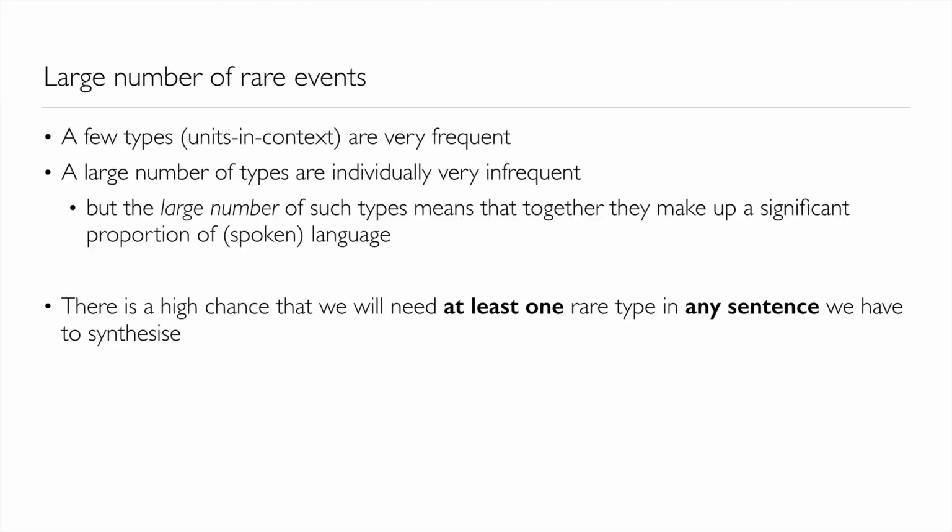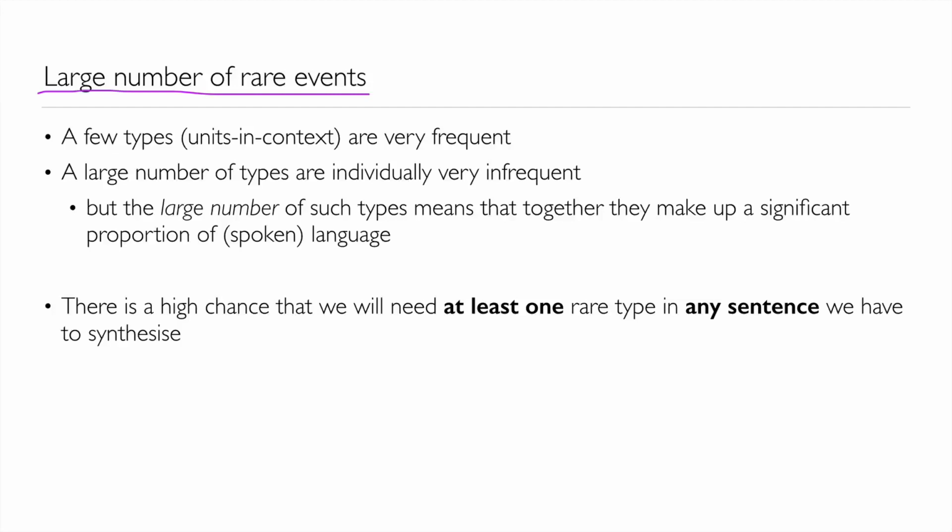The flip side of that is that there are many, many types that are individually very, very rare, but there's a very large number of such types. And taken together, they are frequent. So we get this interesting property that rare events are very large in number. In other words, in any one particular sentence that we might have to synthesize at runtime, there's a very high chance that we'll need at least one rare type. We've already come across that problem when building the front end. We know that we keep coming across new words all the time. These new words are the rare events, but taken together, they're very frequent. They happen all the time.